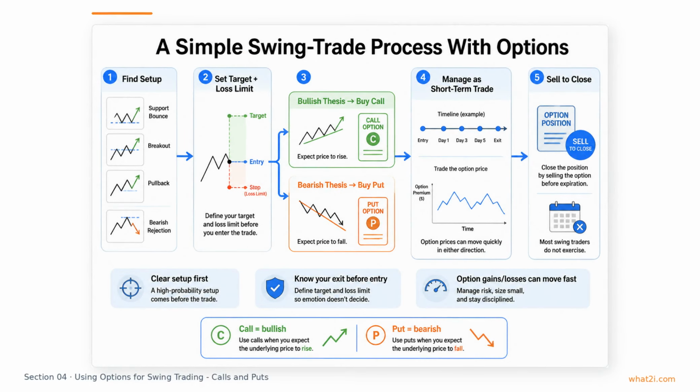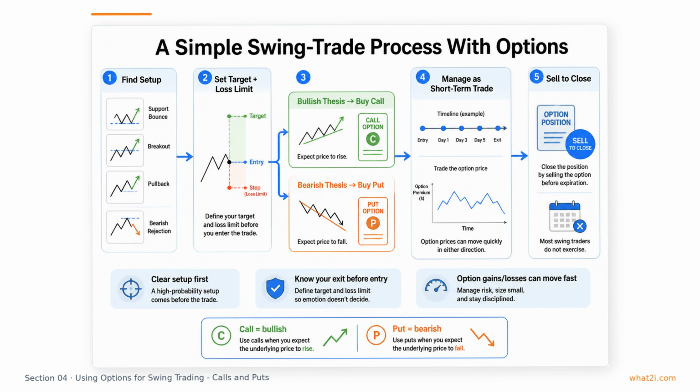The simplest option swing process begins with a normal stock setup. If the chart gives you a bullish thesis, you can consider buying a call, and if it gives you a bearish thesis, buying a put. The trade still needs a clear target, a loss limit, and a reason to exist before you choose the contract. Most swing traders who buy options are not planning to exercise them. They expect to sell the contract to close once the move develops or the idea fails. That means you are managing the option as a short-term trading vehicle, not as a path to stock ownership. Keeping the stock set up first and the option second helps maintain discipline. The contract should serve the trade thesis, not replace it.